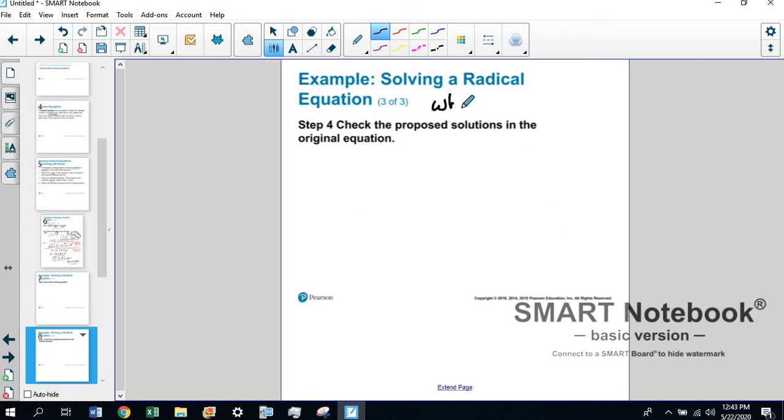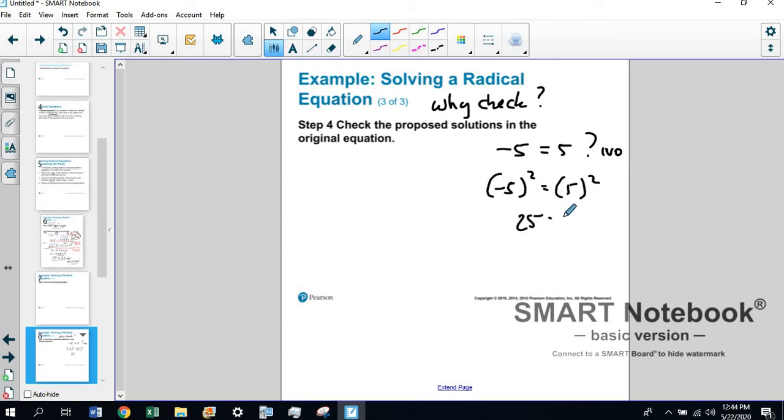Okay, why check? Is -5 equal to 5? No. But if I square both sides, what do I get? I get 25 equals 25. So we started with things that were not equal, but we made them equal by squaring both sides.